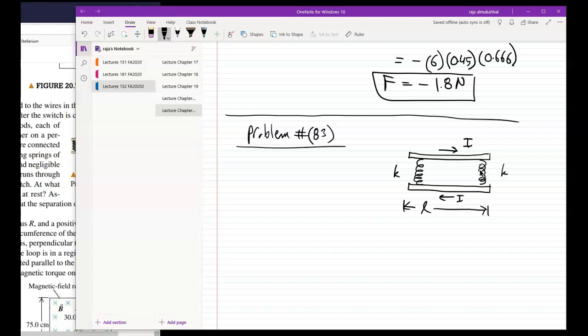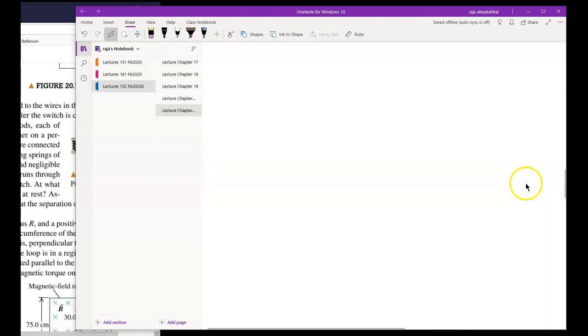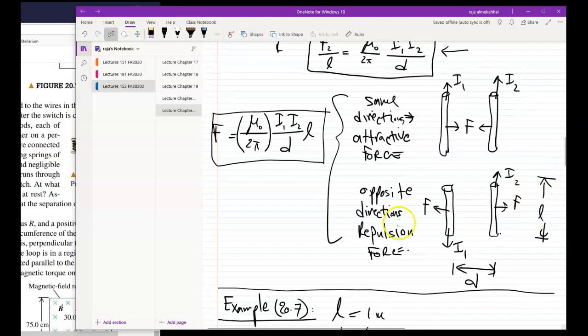There's no external magnetic field, so the magnetic field there is generated by the wires. So we said that if I have two currents going in the opposite direction, they will be opposing each other. See what I'm saying?